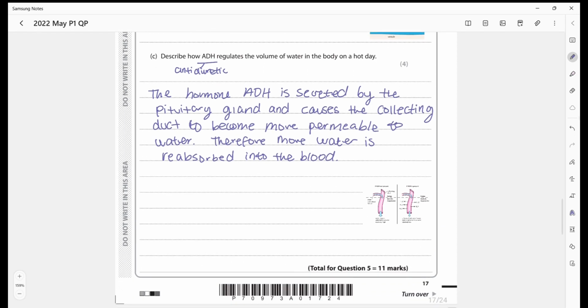So here are the marks. You need to mention ADH is secreted by the pituitary gland, and that causes the collecting ducts to become more permeable to water, so that therefore more water is reabsorbed into the blood. So that's the 1, 2, 3, 4, 5 marks here.